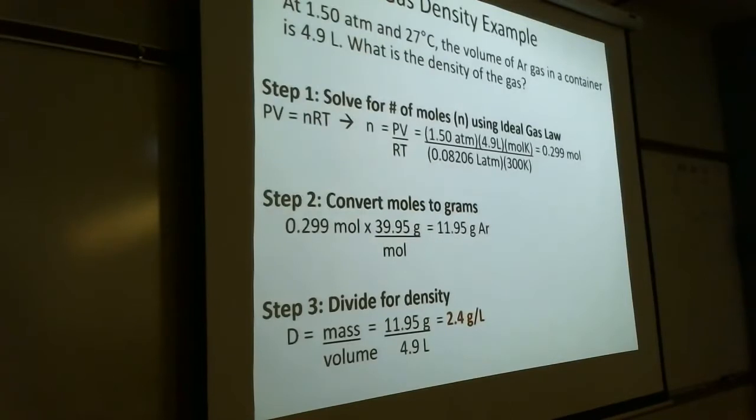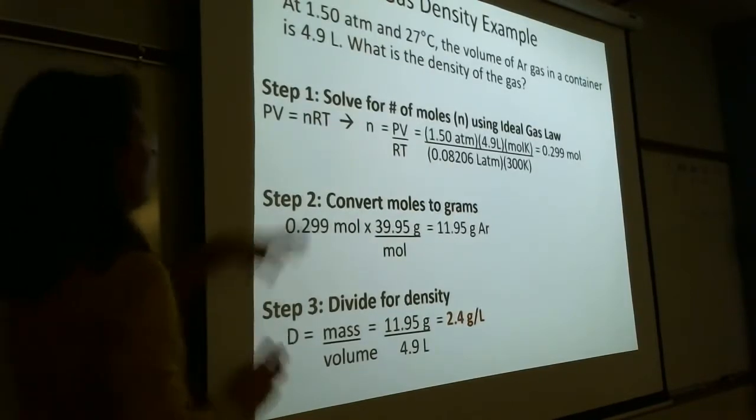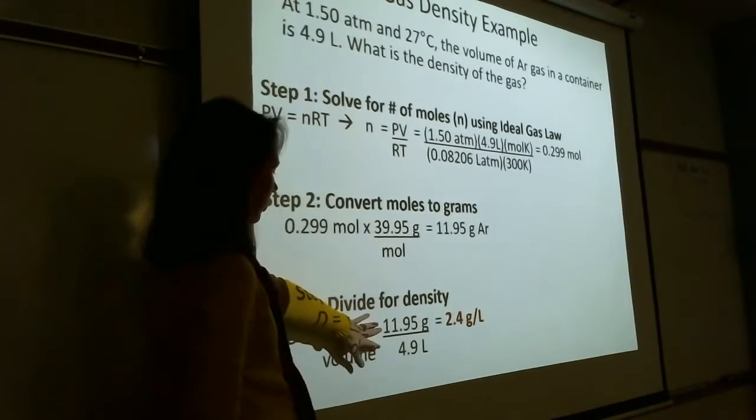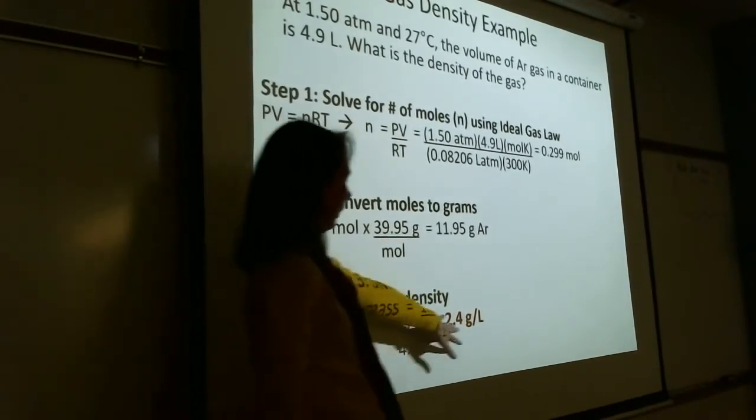Now we can divide for density. Density is mass over volume. Volume is 4.9 liters. Mass we just calculated. So my units here are going to be grams per liter.